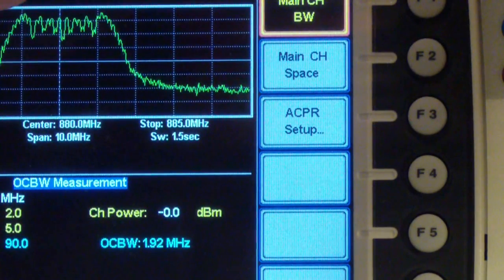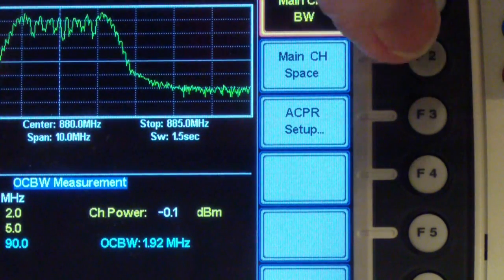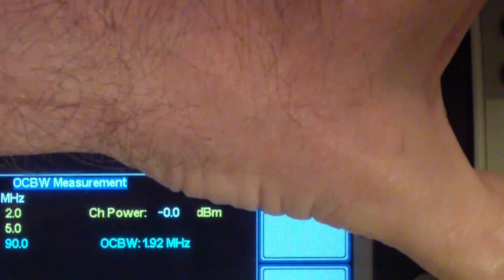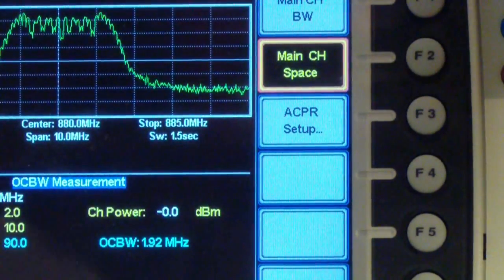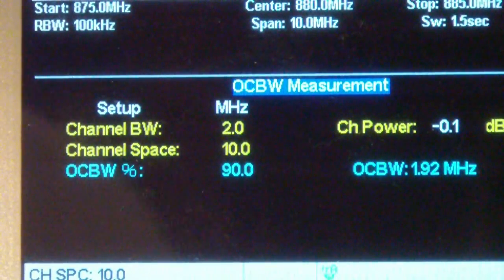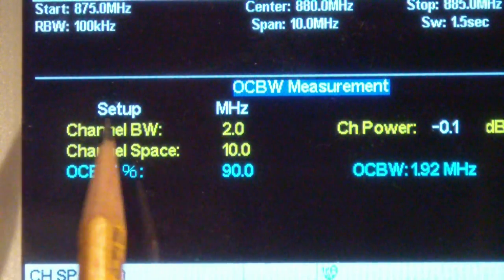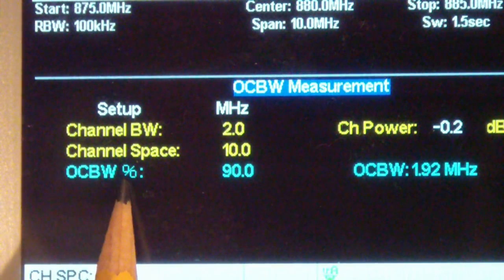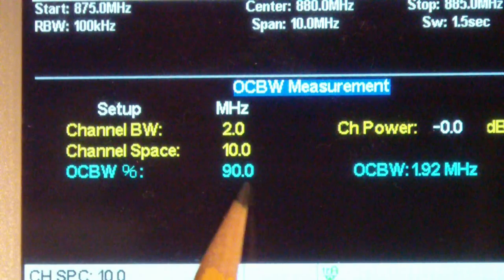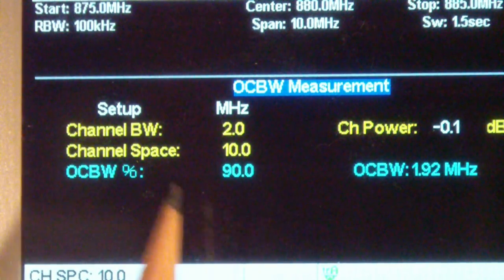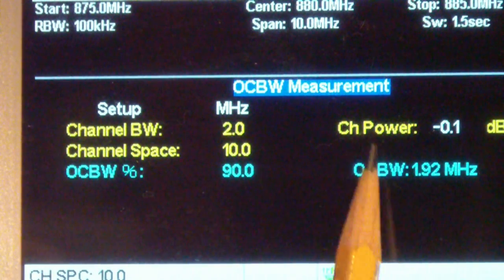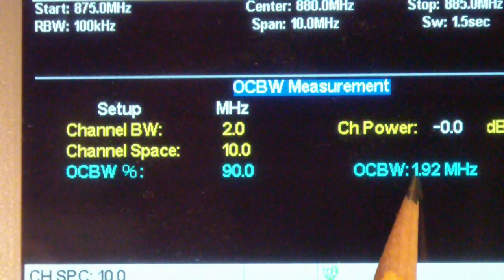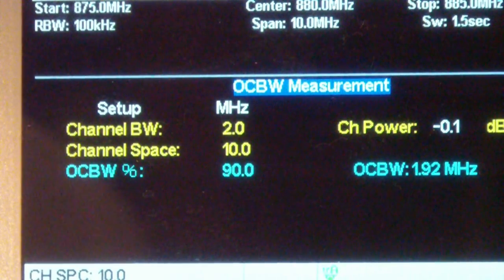The main channel bandwidth remains the same, that is 2 megahertz, but we are going to change the main channel space to 10 megahertz. And you see here we have the OCBW measurement with a channel bandwidth of 2 and a space of 10. The OCBW percentage is 90%. That's the parameter we're using. And it says the channel power is about 0 dBm and the occupied channel bandwidth is about 1.92 megahertz.